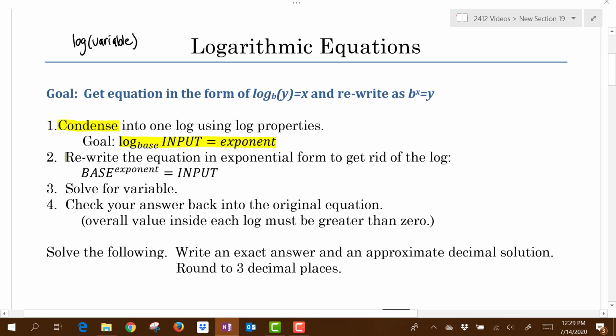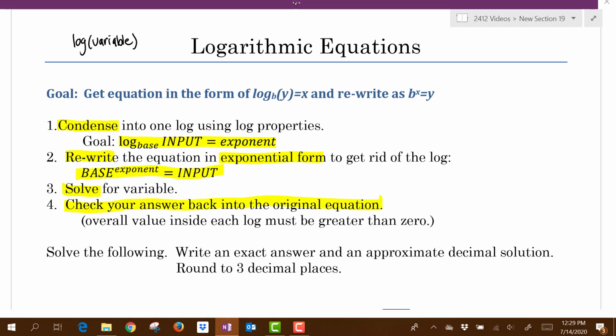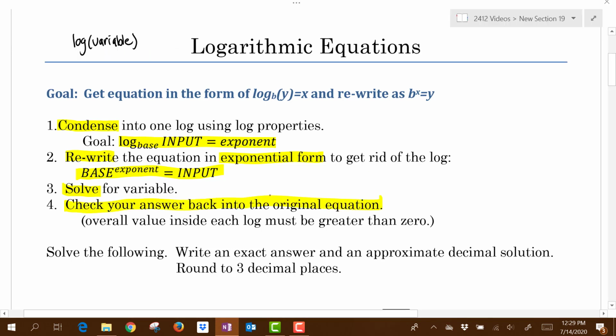The next thing that we're going to do is rewrite the equation into exponential form. When we do this, the log goes away and we're left with a base raised to the exponent power is equal to the input of the log. Then we will solve for the variable, and step 4 is really important. We want to check your answer back into the original equation. So the original equation is really important. We'll come back to that in a little bit.